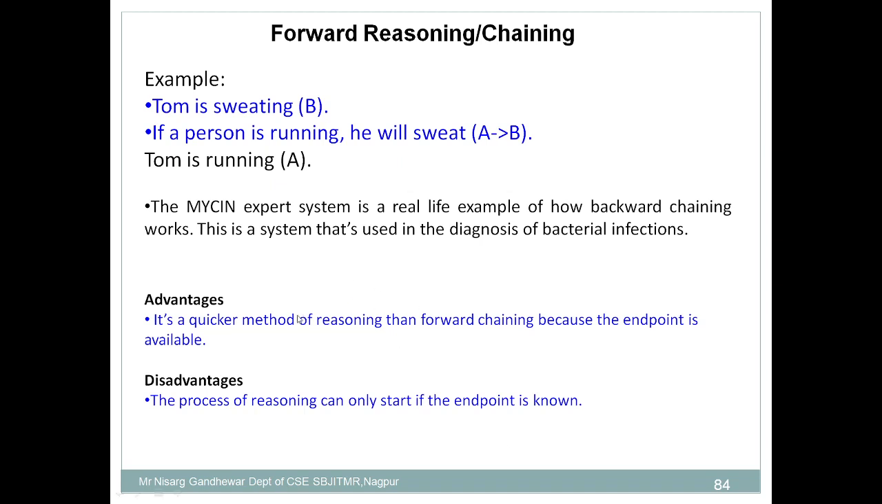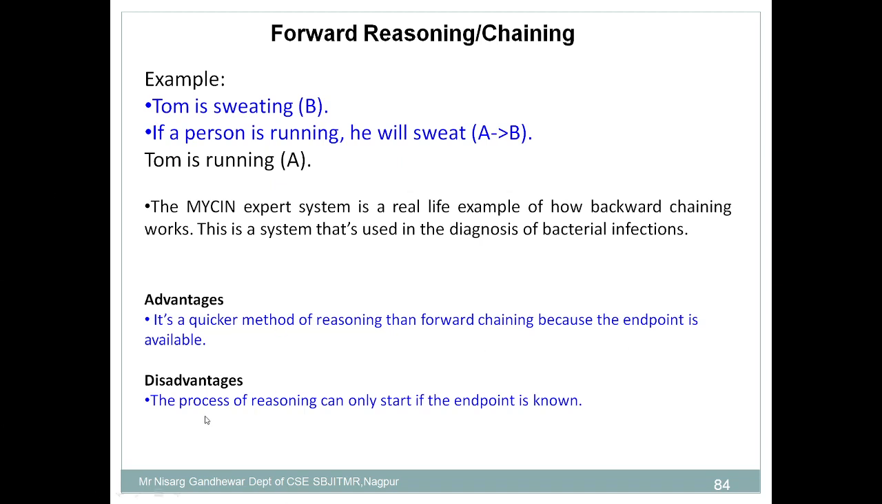So what are the benefits of backward reasoning? We can say it is a quicker, faster method. I told you that forward reasoning is slow, but backward reasoning is faster because the conclusion is already available with us. It is a quick method of reasoning because the endpoint, the goal state, is already available. The only thing we need to find out is the inference, or rule, that we applied in order to reach the goal state.